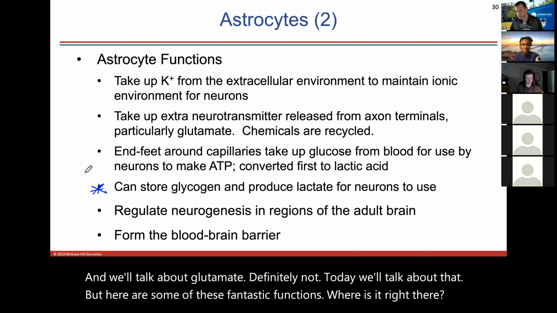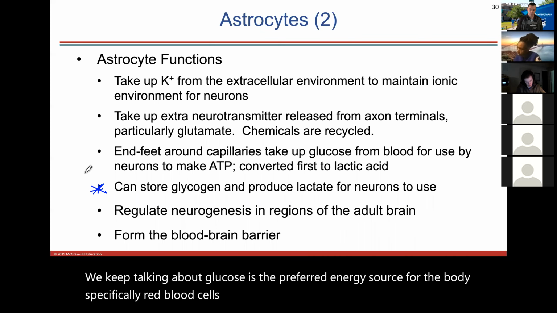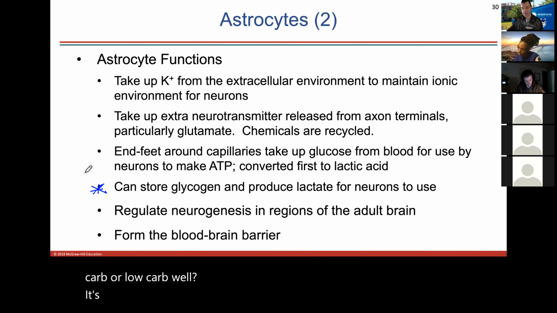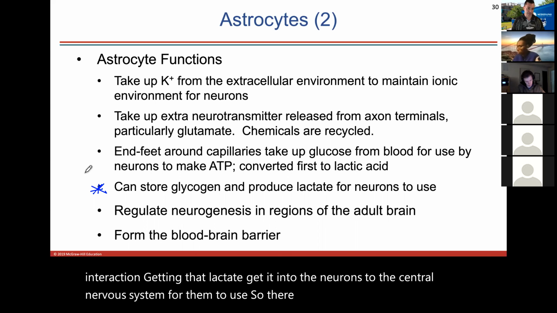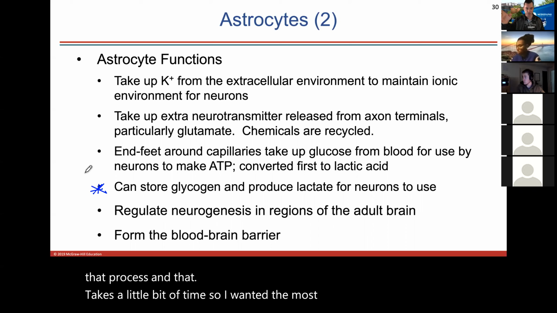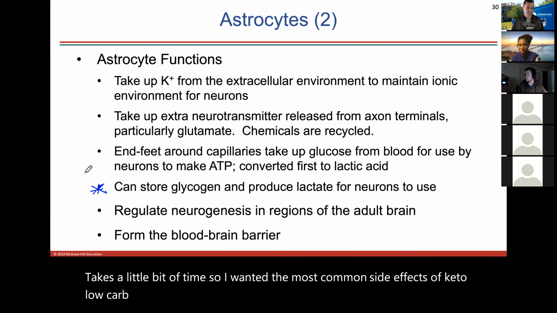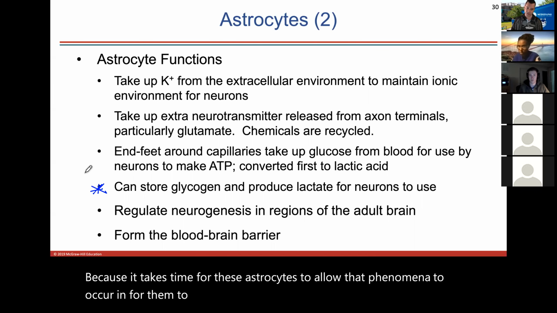We keep talking about glucose as the preferred energy source for the body, specifically red blood cells and the brain. What happens if you go no carb or low carb? Well, it's these guys, these astrocytes. They're involved with helping to create this interaction, getting that lactate into the neurons of the central nervous system for them to use. So they're the individuals involved with that process, and that takes a little bit of time. That's why one of the most common side effects of keto or low carb is brain fog, because it takes time for these astrocytes to allow that phenomenon to occur, to exhaust their little stores of it, and then start to make new, because that takes time, right?